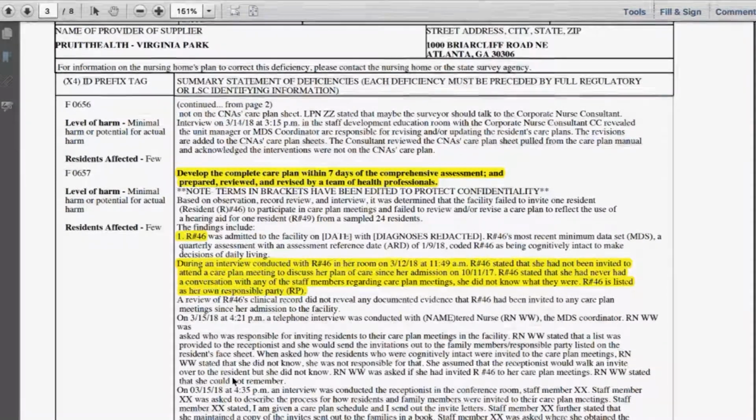Wow. So we're talking, right. Yeah. Resident 46 stated that she had never had a conversation with any of the staff members regarding care plan meetings, her care plan. She did not know what they were. Resident 46 is listed as her own responsible party. And it says in the paragraph before, which I didn't highlight, that she is cognitively intact and able to make decisions about her daily living. So there was no reason not to believe what she's saying, and also no reason that she would not have been included.